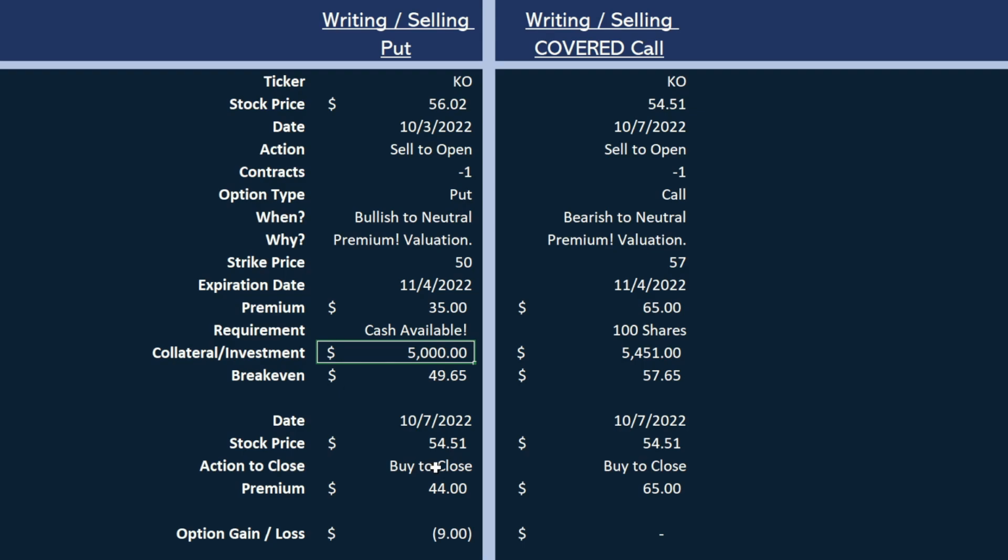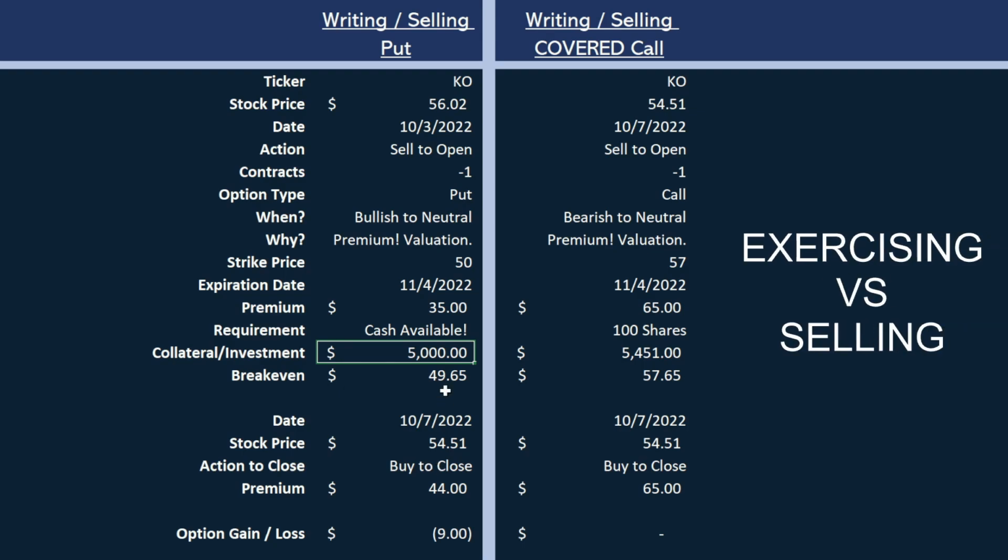Now, let's talk a little bit about exercising options as well, since we're looking at this. So exercising an option. Now, when we sell this to open, we're giving the right but not the obligation to the person buying it for them to go exercise. Now, would they do it right now with the stock at $54.51? Certainly not. They're not going to put it to you at $50 right now where you can turn around and sell it for $54.51, making an extra $451. That just doesn't make any sense.